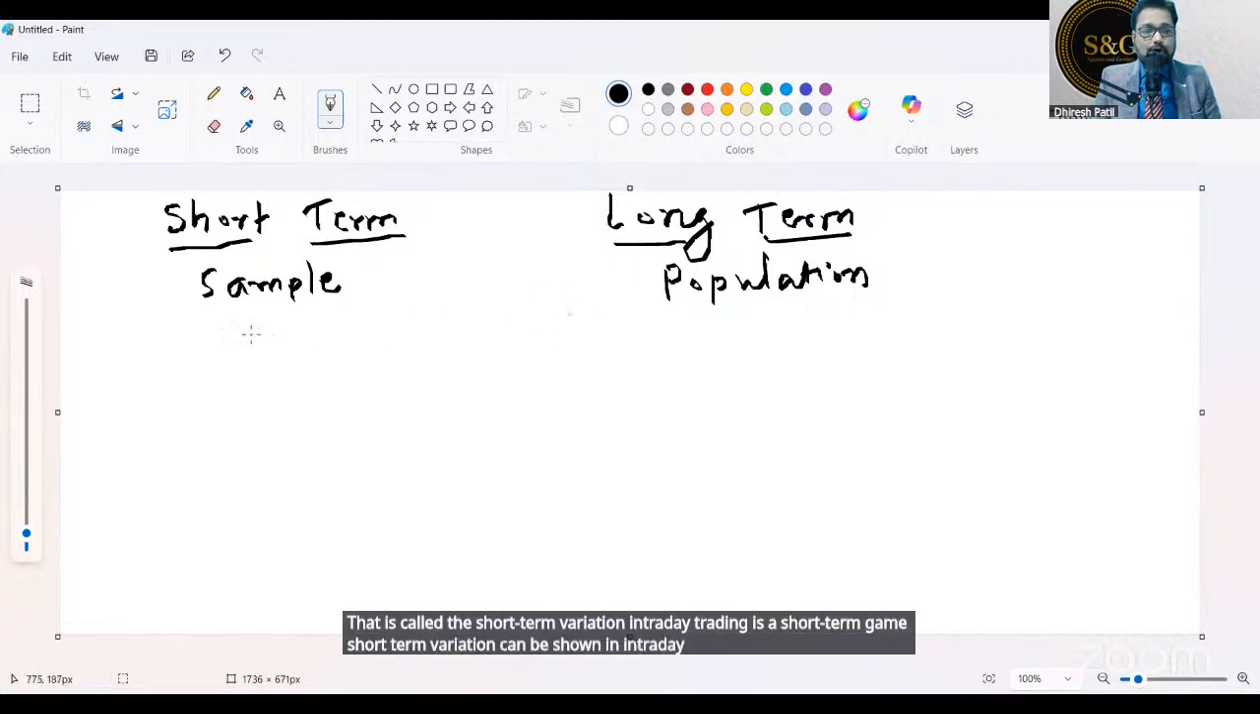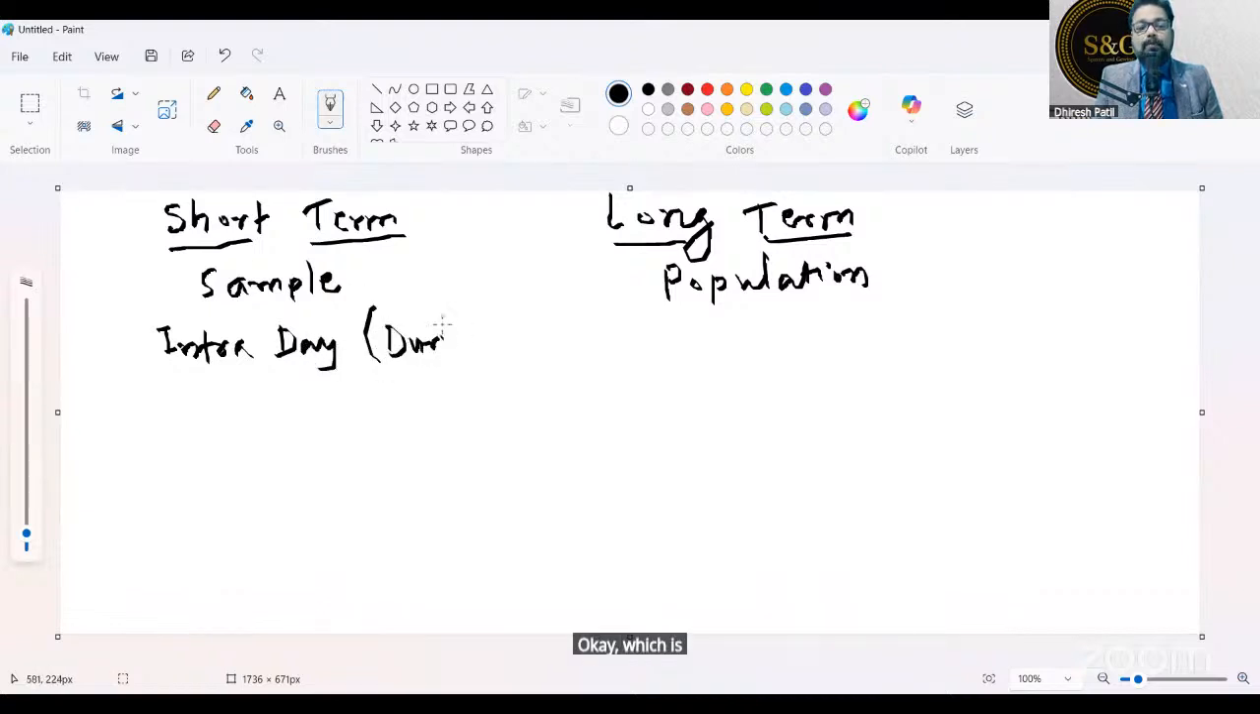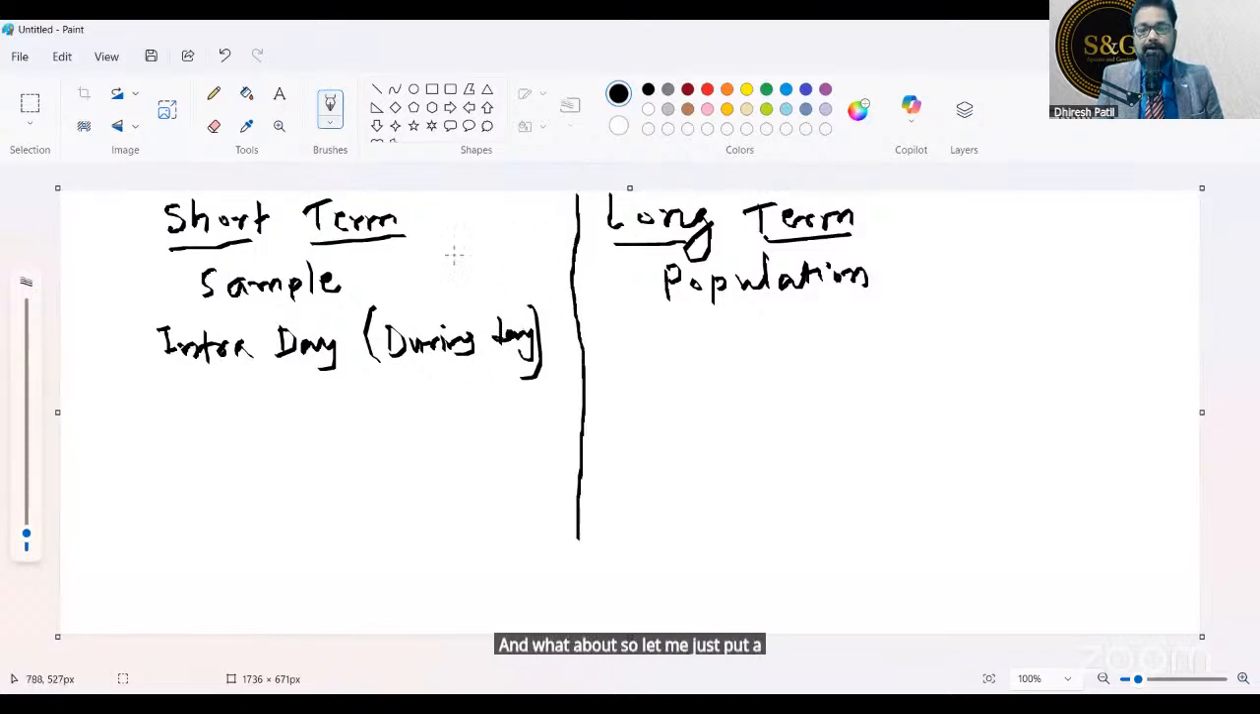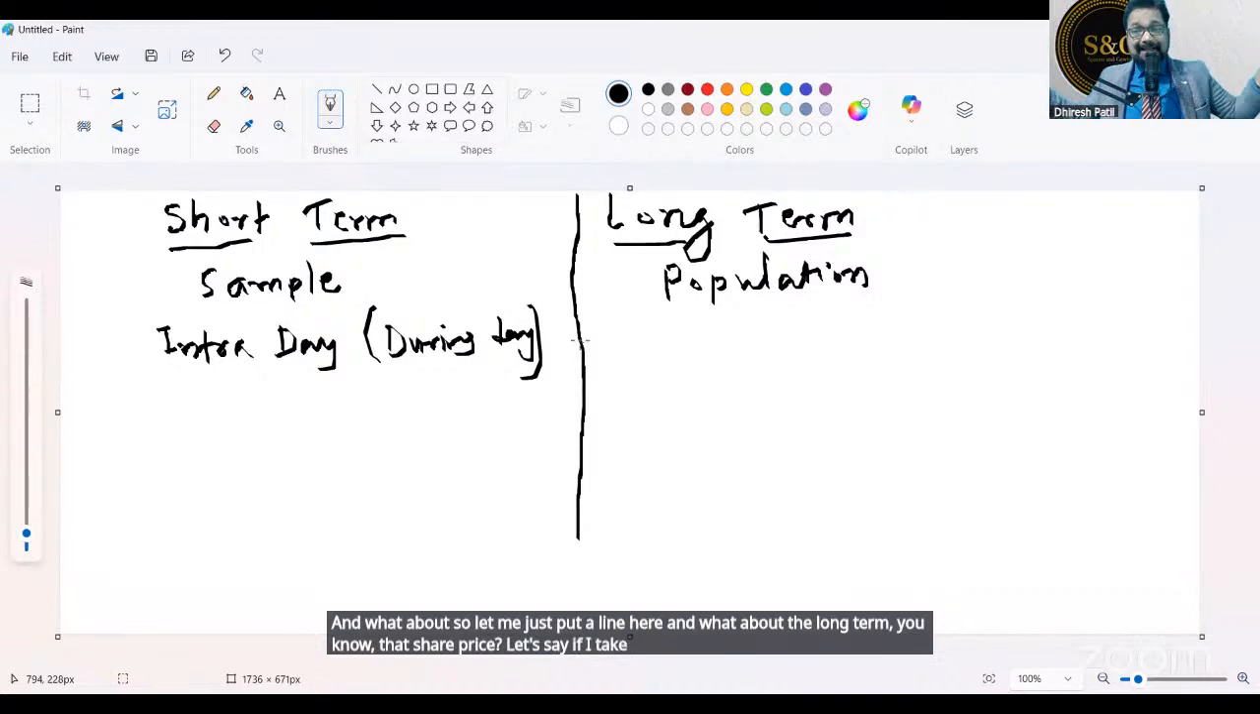Short term variation can be shown in intraday. So I'll give you example of intraday trading, which is during the day. And what about, so let me just put a line here. And what about a long-term, that share price? Let's say if I take 1 year, 2 years data, that is called the long-term variation. Yes or no?